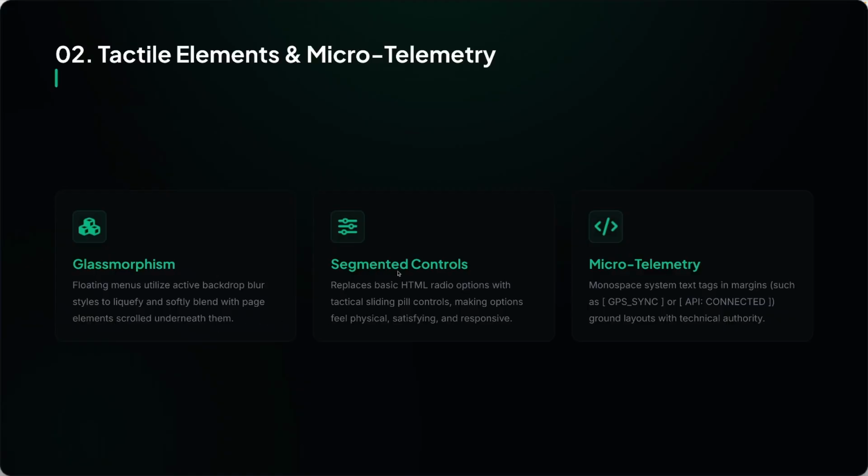Then there is segmented control, which basically just replaces the basic HTML radio options with tactile sliding pill controls, which I'm going to show you later in the video. It's just more responsive and more satisfying to click on. And then there is microtelemetry, which is like adding little GUI in there, and it's just going to make things look much cleaner and a little bit better. These are the three main things that you can add to make your website much better.